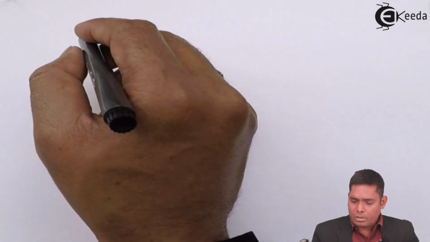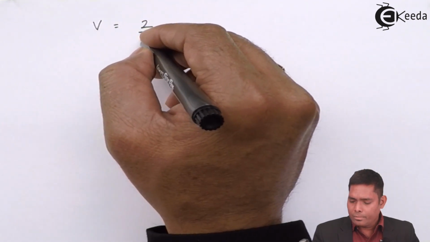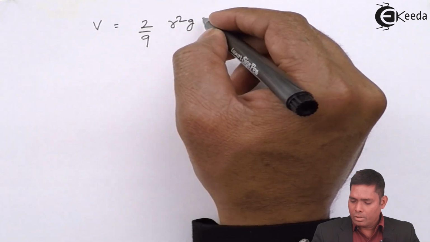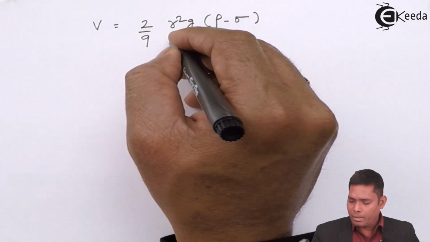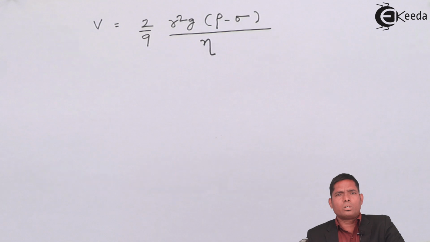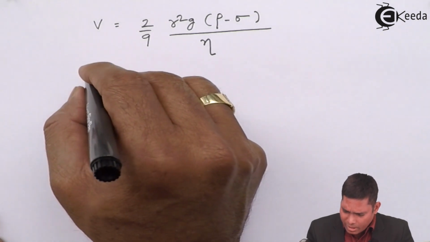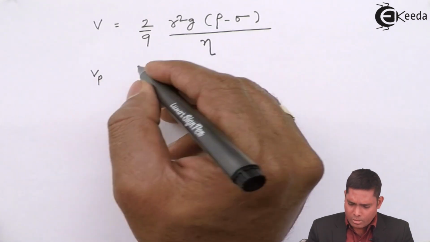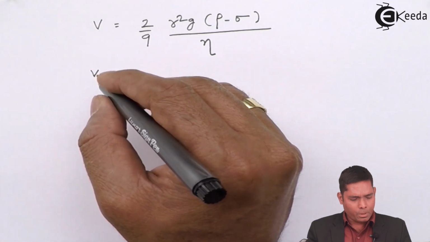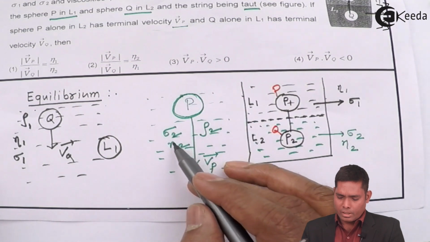So first of all we will write the expression for terminal velocity. Terminal velocity is given by 2 by 9 r square g times rho minus sigma divided by eta. This is the expression for terminal velocity. This formula we are going to use two times. First of all, let us write the value of Vp as the terminal velocity for P. P means which condition? This one. So this is in which liquid? The second liquid.